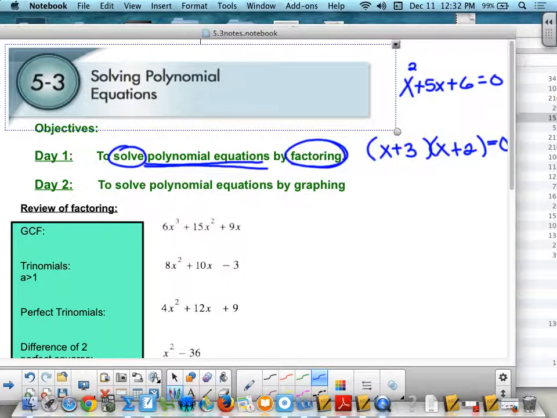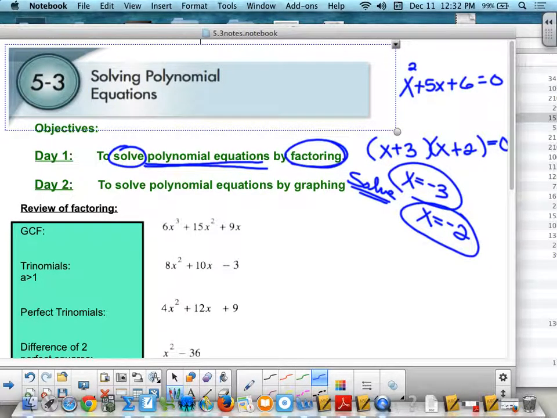How would you solve it? What's the solution? When will this times this be 0? Negative 3 and negative 2. Okay, tell me, do you remember doing this? Yes, you should. That is a quadratic equation. Guess what? That's not just quadratic, that's a polynomial. Well, that's what you're doing today. You're solving polynomial equations by factoring. Except your polynomials today are not quadratic, they're cubic, they're quartic, they're quintic.